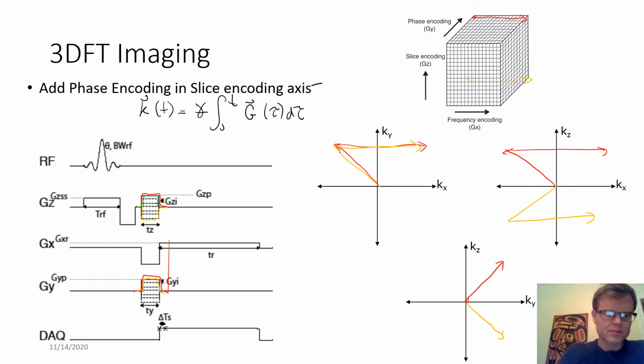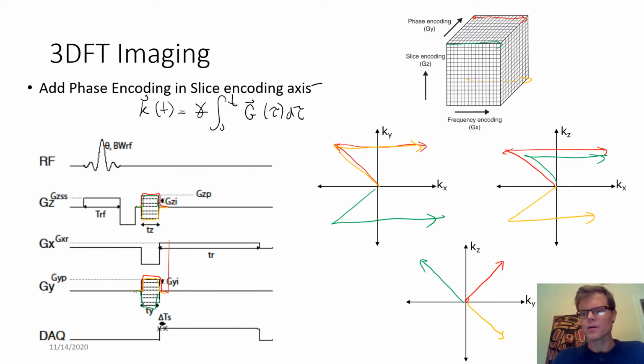Let's combine a positive GZ with a negative GY. So then we're going positive in kz, negative in ky. That covers this corner of our 3-dimensional matrix of k-space. And then let's say we did both negative. Then these negative phase encoding steps start to cover this corner of our 3D k-space volume.